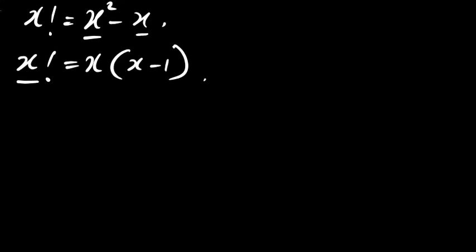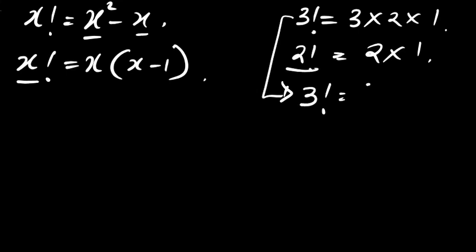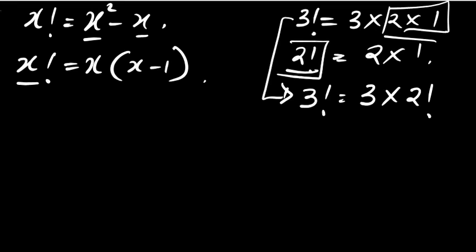Now, for this x factorial, let's start with 3 factorial, which is the same thing as 3 times 2 times 1. 2 factorial is the same thing as 2 times 1. You can also write 3 factorial in terms of 2 factorial: 3 factorial is the same thing as 3 times 2 factorial, because this value here is equal to 2 factorial. You can replace this with 2 factorial.